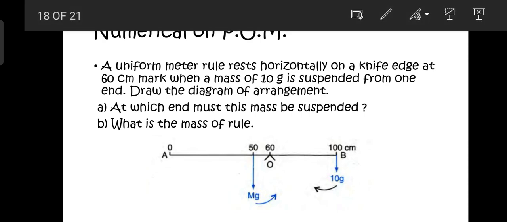Now a numerical on the principle of moments. A uniform meter rule rests horizontally on a knife edge at the 60 centimeter mark when a mass of 100 gram is suspended from one end. Draw the diagram of the arrangement. At which end must this mass be suspended? What is the mass of the rule? Now see this numerical.